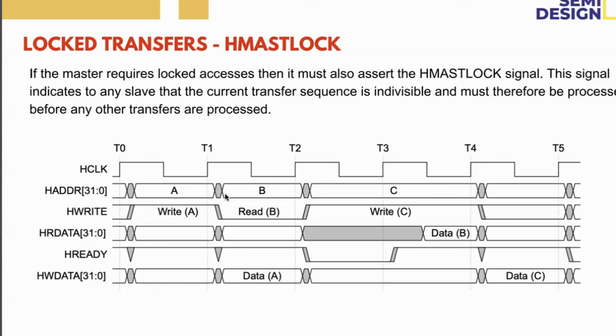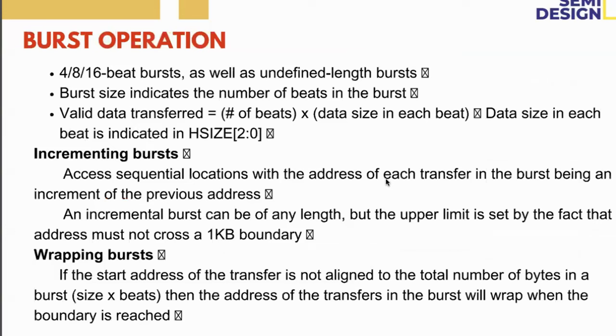Same as a semaphore. When some transaction is using, some operation is going on, it will procure the key and it will use the key. Once the transaction is completed, again it will put the key in the semaphore, right? So the next person or next transaction can use that key and perform its task. Okay, have you understood? Yes. Okay, next one is burst operation.